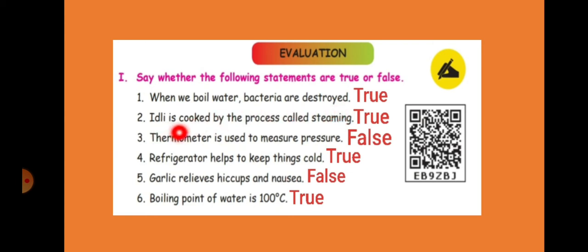Next, idli is cooked by the process called steaming, right? Correct. Idli is cooked by the process called steaming. Idiyappam, idli, puttu, everything will be prepared by the steaming process. So it is true.